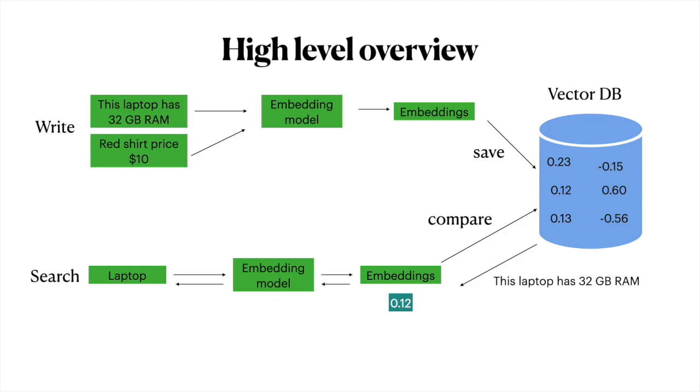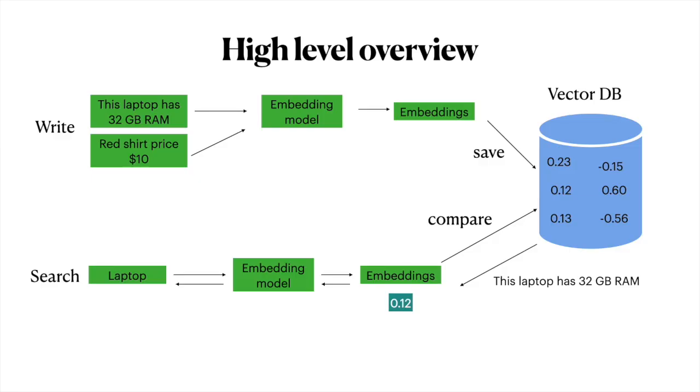For understanding purposes, we can divide this into two parts. One is a write operation, second is a search operation. With the help of the write operation, we can build the knowledge base and store it in the vector database. And with the help of the search operation, the user can search existing information and find relevant results. So let's jump to the write operation first. You can see we have two prompts here: this laptop has 32 GB RAM and red shirt price $10. These two inputs will go to the embedding model. The embedding model generates embeddings, and those embeddings will be stored in the vector database.